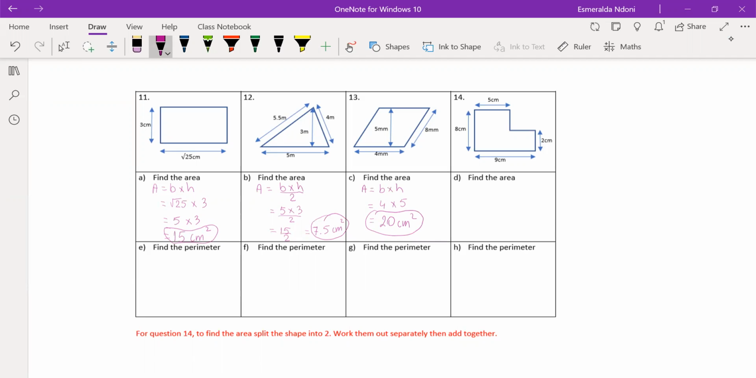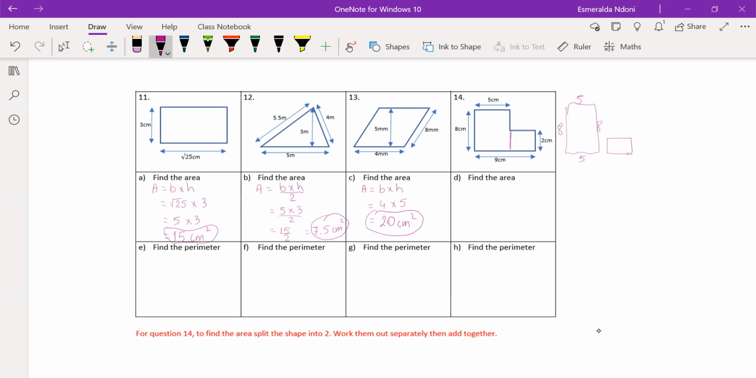Question 14. I told you in red below here, you can see it says to split the shape into 2, because we don't have a formula for an L shape. So what we need to do is split the shape up into 2 shapes that we recognize. So we have this rectangle. If I draw those shapes on the side, you have this rectangle and a little rectangle on the side like that. I split them up for easy calculation. So you have a 5 at the top and the 8 on the side. If 5 is at the top, then obviously the bottom is 5 too, and so is that one.